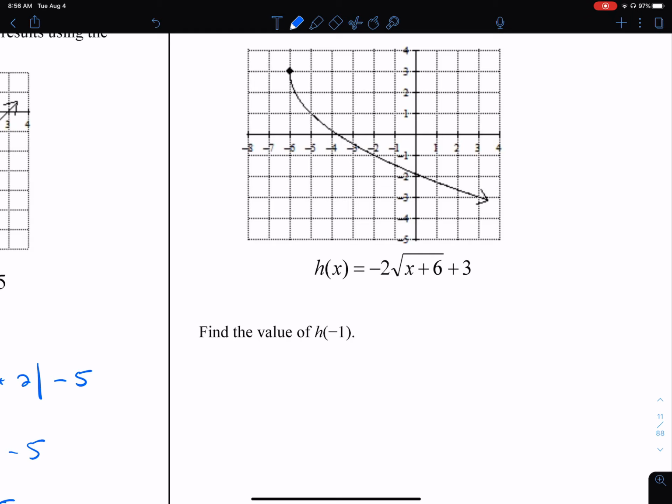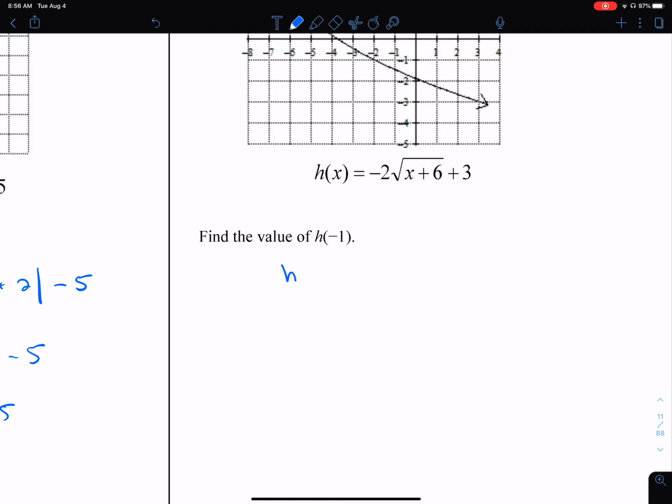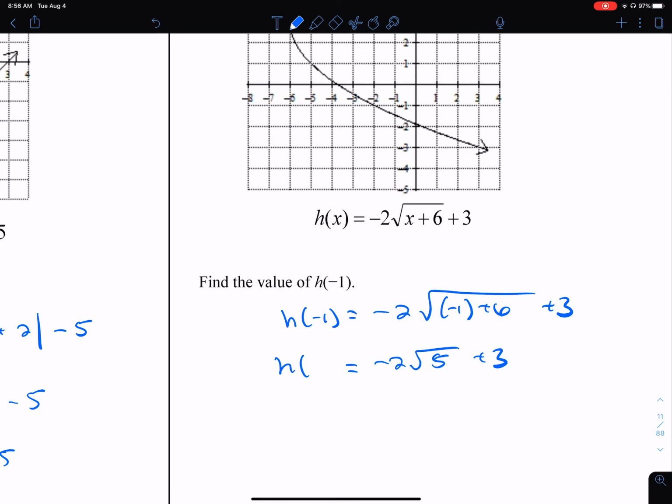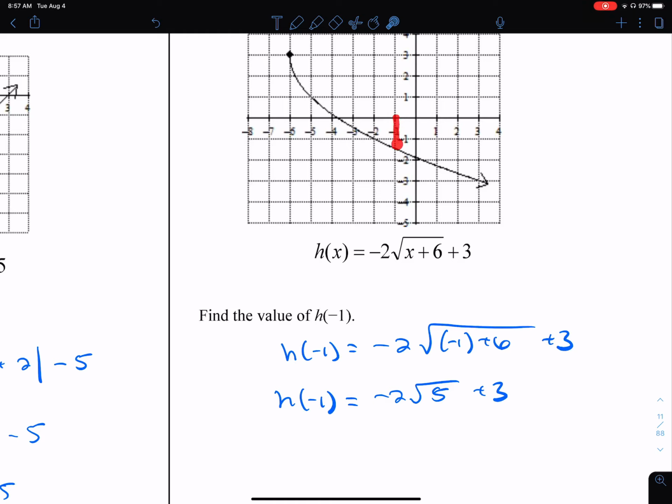Find the value of h of -1. H of -1, we're going to replace x in this with a -1. Make sure your square root covers over top of the 6 completely, but doesn't cover over any of the plus or the 3. -1 plus 6 is 5. Now, at this point, this is the exact answer. We're going to have a hard time looking at this in this form and saying, hey, when x is -1, y is clearly -2 square roots of 5 plus 3.